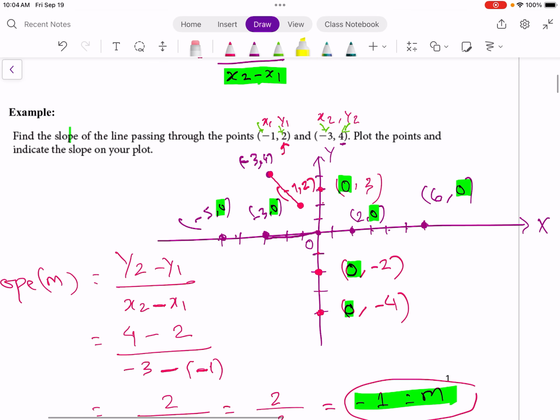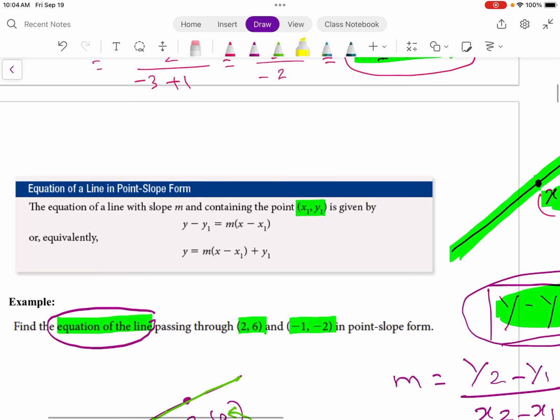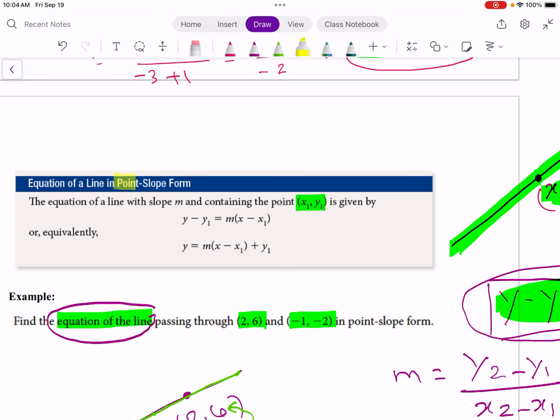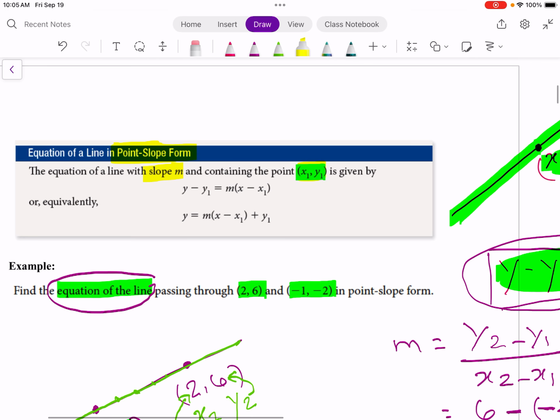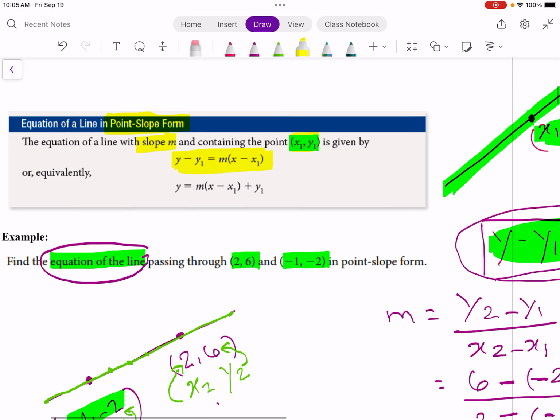Next we had the equation of a line in point slope form. We use point slope form if we are given the slope of a line and we know at least one point on the line. If we know the slope of that line and at least one point on that line, we can find the equation of that line using this point slope form. It will be provided on your formula sheet, so no need to memorize.